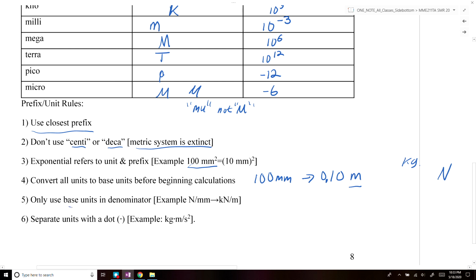So the other unit thing to keep in mind is typically keep everything in terms of the base units in the denominator. So if you had newtons per millimeter, convert that to kilonewtons per meter, and then typically you would separate things with a dot. Okay, so you separate kilograms and meters with a small dot symbol. Alright.